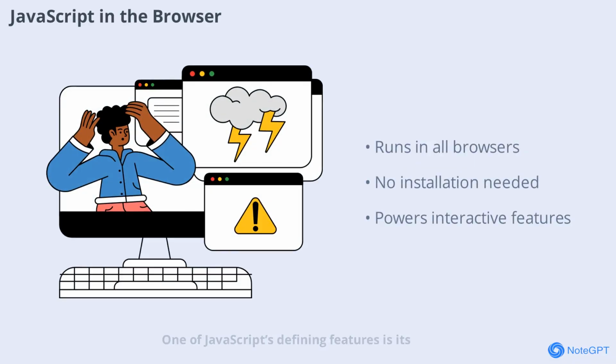One of JavaScript's defining features is its ability to run directly in the browser. This means users don't need to install anything extra. Just open a web page, and JavaScript code can execute instantly. Browsers have built-in JavaScript engines that interpret and run scripts, making it seamless for developers to create interactive features.